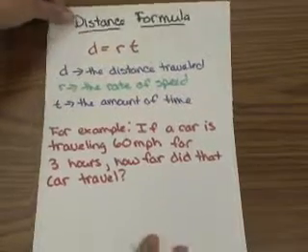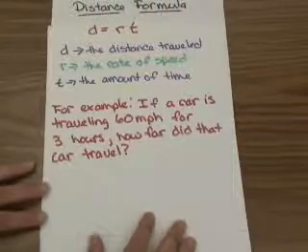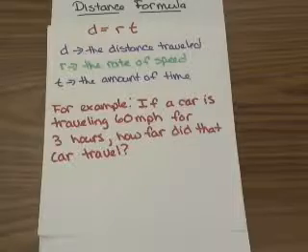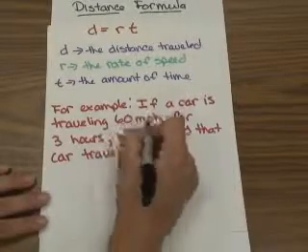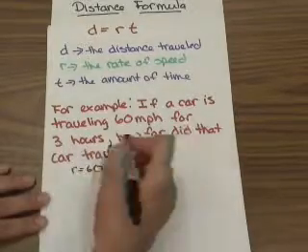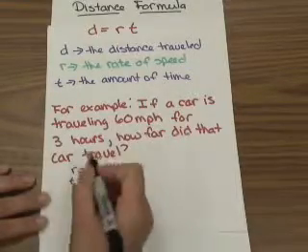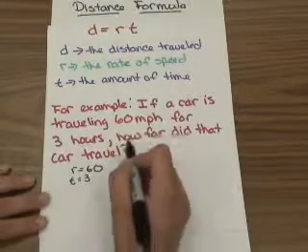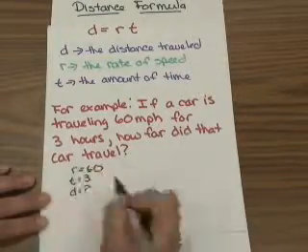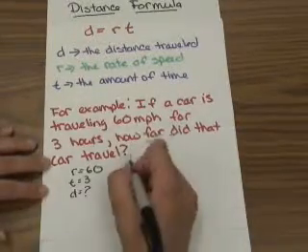as follows. So for example, if a car is traveling 60 miles per hour for 3 hours, how far did that car travel? So let's pull out the information that we have. The car is traveling 60 miles per hour, so that's a rate of speed, so R equals 60. For 3 hours, so T, that's an amount of time, so T equals 3. They don't say anything about the distance, but they do ask how far did the car travel. So D is what we're actually looking for.